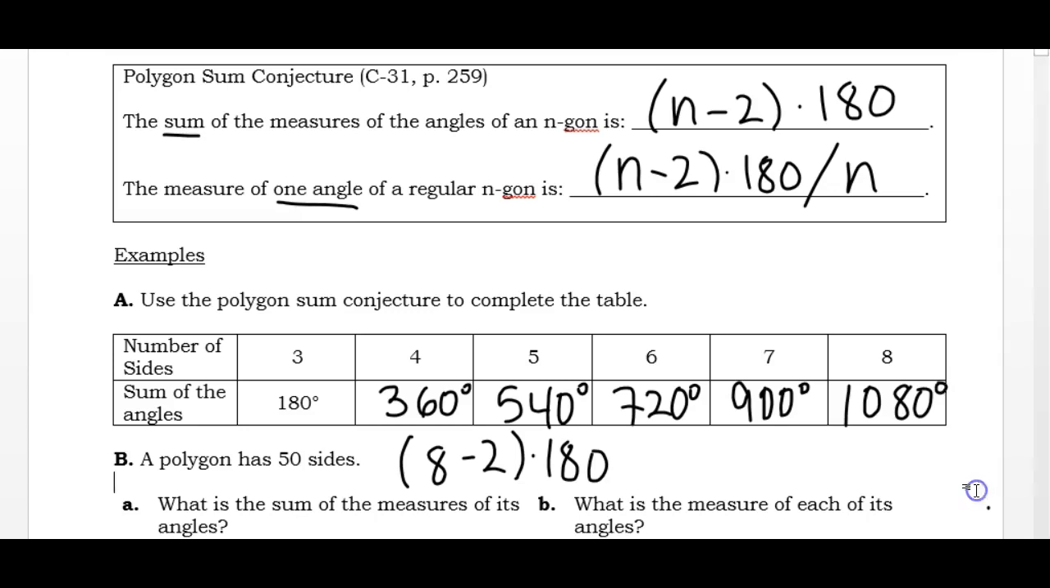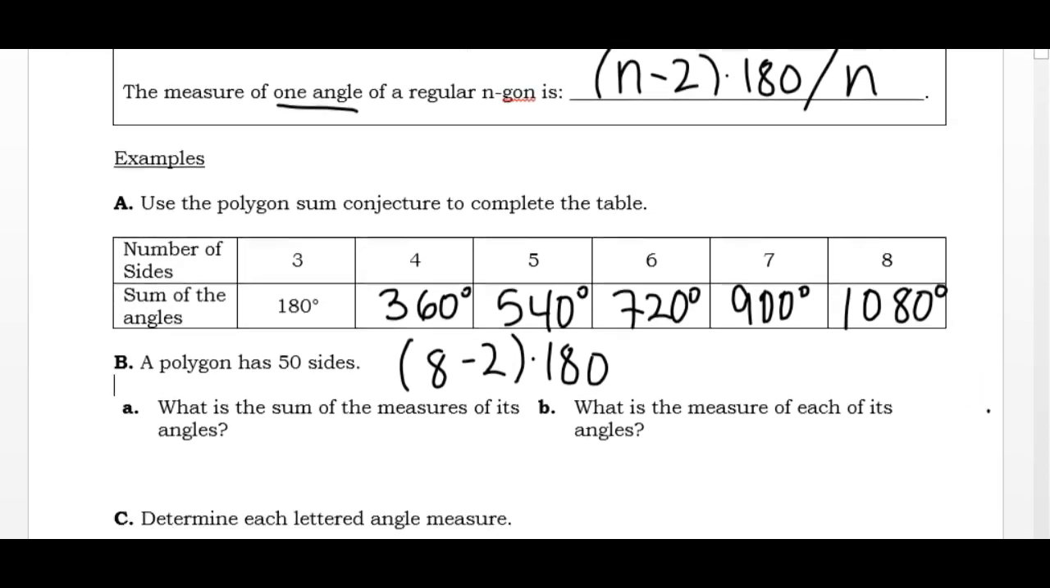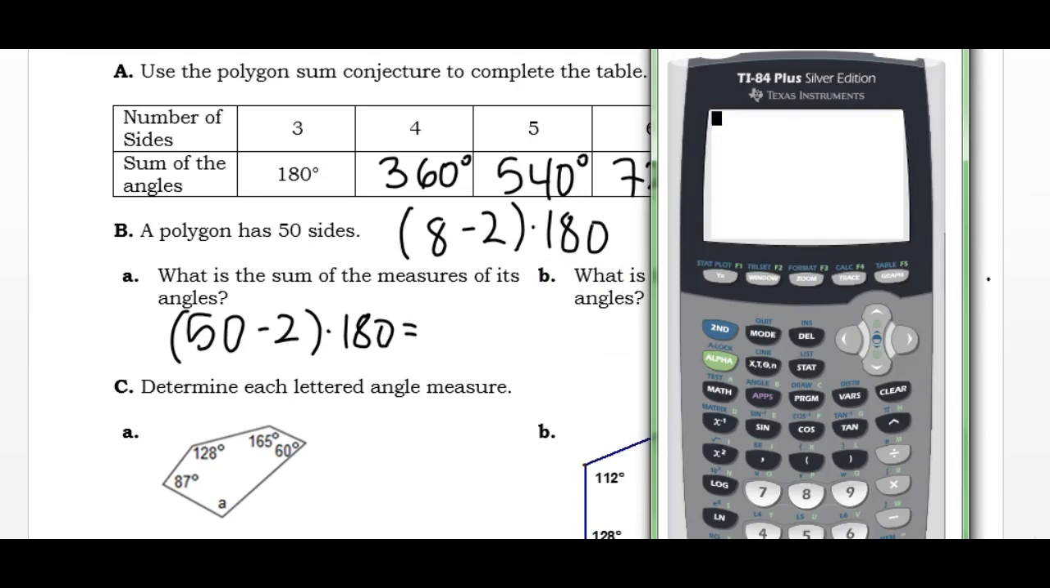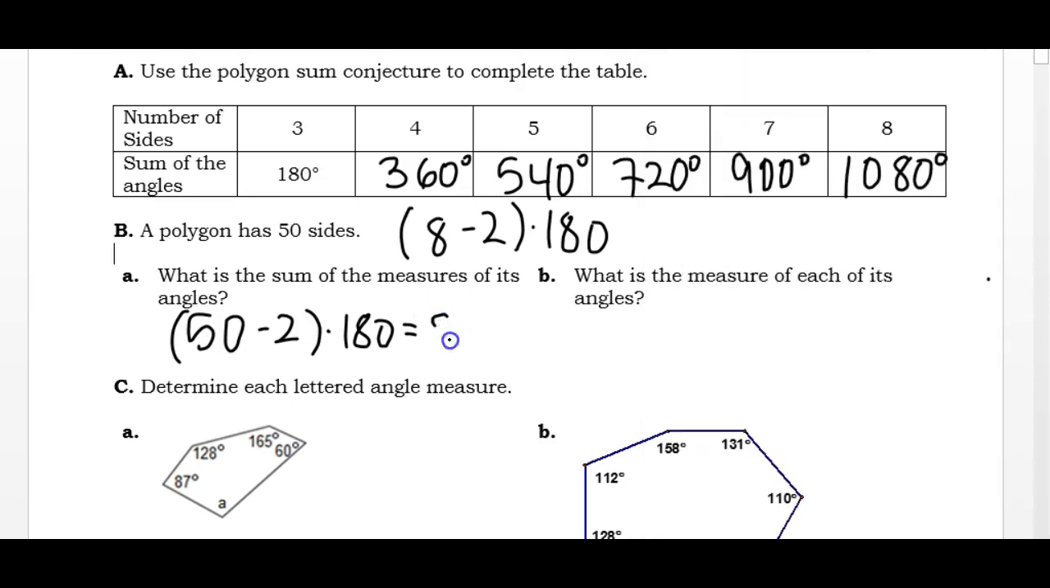Letter B, a polygon has 50 sides. What's the sum of the measures of its angles? So I'm just using that same formula again, but I'm going to put a 50 in there instead of the n. That's not something I can do in my head. If I have 50 and I take away 2, I know that's 48, but I'm going to just type it out as I have it written. And then 48 times 180 tells me that 50 angles in a polygon will add up to 8,640 degrees.